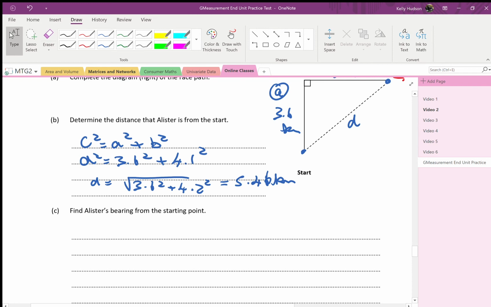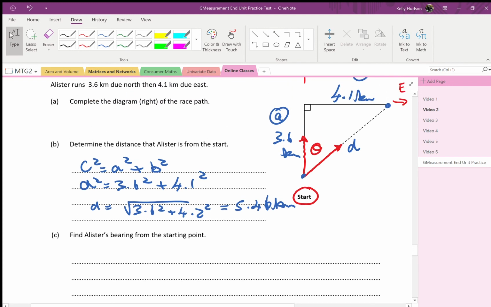Now work out the bearing of Alistair from the start. So we're going from the start to Alistair, and we have to work out what this angle here is. I've got to find an angle, so I have to use sine, cos, or tan. I think I'll probably use tan. I'm going to use the opposite side and the adjacent side. I could use either sine or cos if I wanted to, but I'll go with tan. Tan of my angle, my bearing, is equal to my opposite divided by my adjacent.